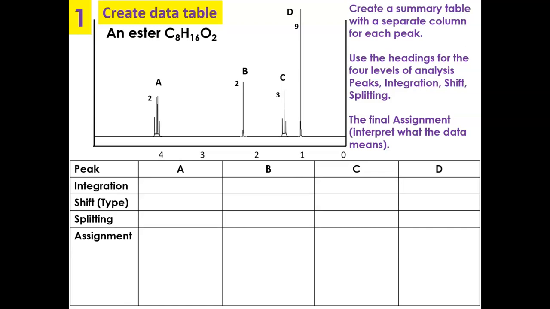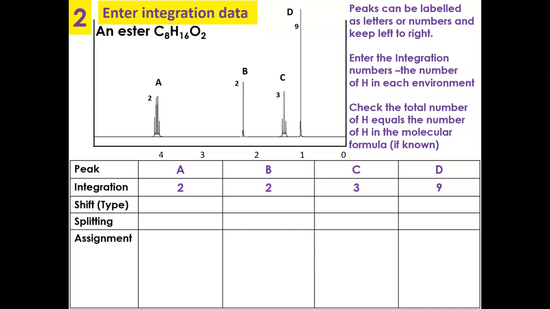So once you've created your table like this, then we're going to take you through the stages of the analysis. The next step is obviously number 1, enter the integration data. So for peak A, the number is 2, B is 2, C is 3, and D is 9. Just a little check here. Check that the total number of protons that you have been given is, of course, equal to the number of protons in the molecular formula. And, of course, this is 16. Please make sure that the numbers are equal. If they're not, it might be a case of multiples. That's relative integration values as opposed to the actual ones, but it still does the same job. So that's the integration numbers.